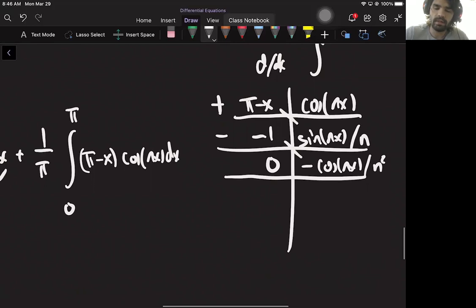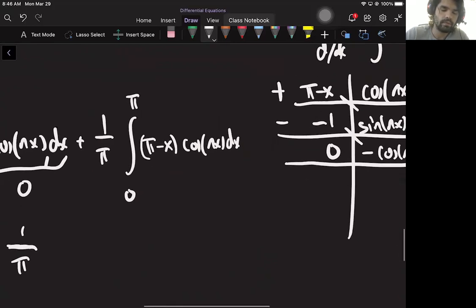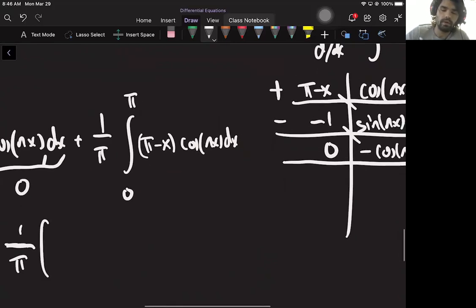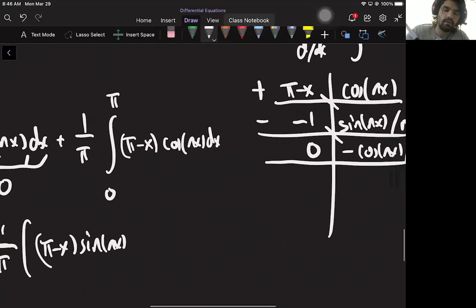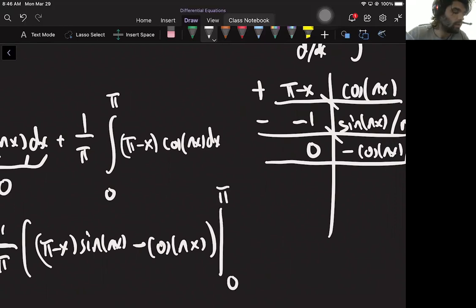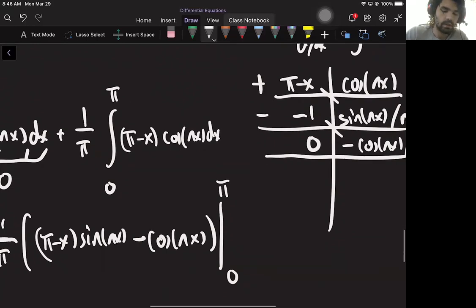And then the integral is that times that plus that times that. So I end up with pi minus x times sine of nx. There's 3 negatives on the second term, so it's going to be negative minus cosine of nx from 0 to pi. Okay. So that is my integral. And let's continue.